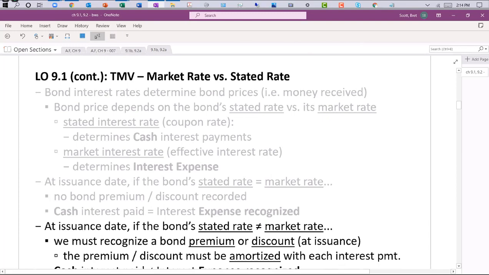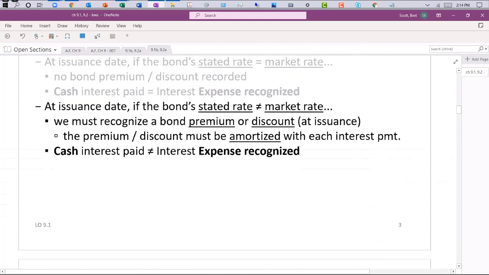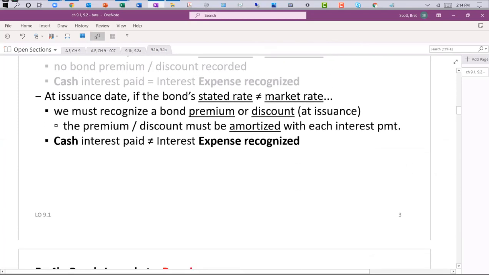The tricky part that people get stuck on in terms of the exam is when the stated rate is not the same as the market rate. And again, the scenario quite literally is the market sentiment towards our bonds is either really good or really bad. So when we don't have agreement between the market and our bonds, potentially we have situations where we've got premiums or discounts, and those need to be amortized away. And I'll show you how we do that in a couple different methods here.